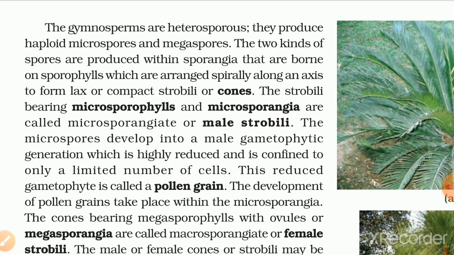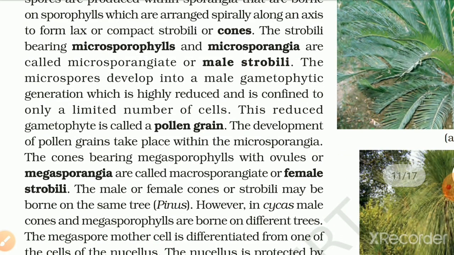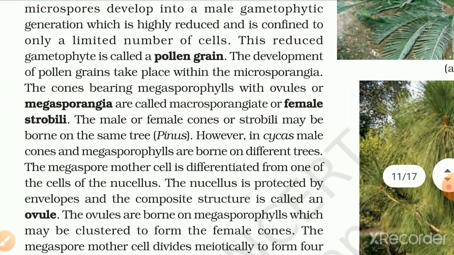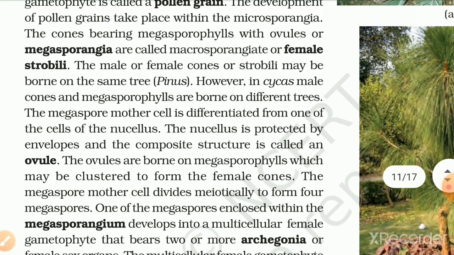The microspore develops into a male gametophytic generation which is highly reduced and is confined to only a limited number of cells. This reduced gametophyte is called a pollen grain. The development of pollen grains takes place within the microsporangia. The cones bearing megasporophylls with ovules or megasporangia are called megasporangiate or female strobili. The male or female cones or strobili may be borne on the same tree (Pinus). However, in Cycas, male cones and megasporophylls are borne on different trees.